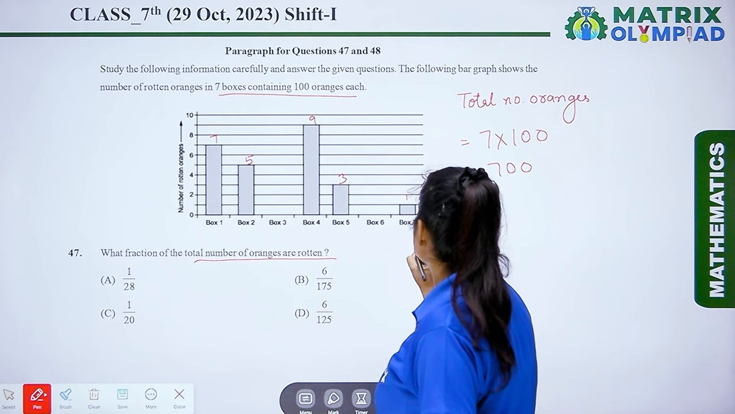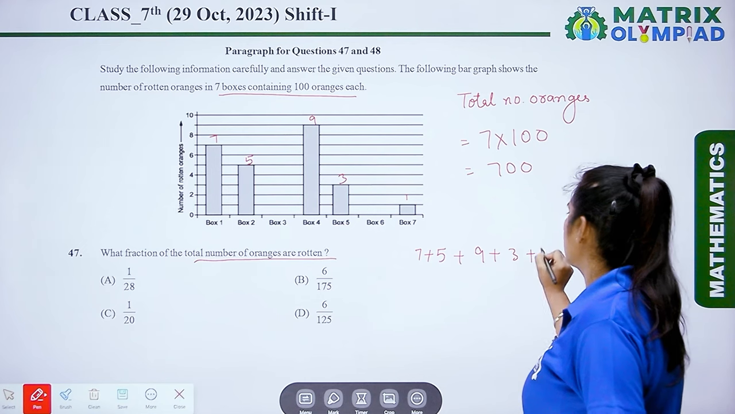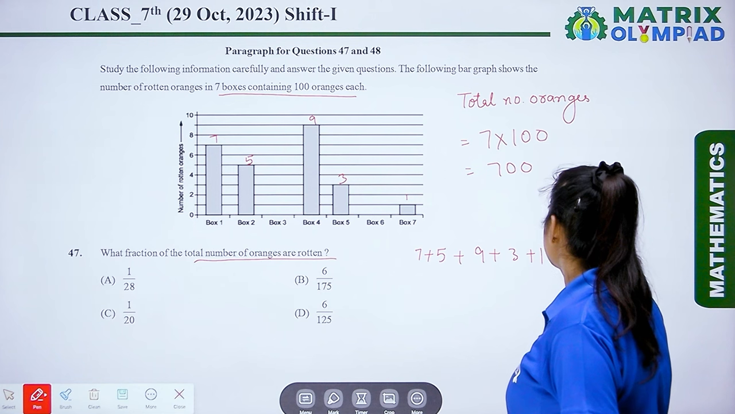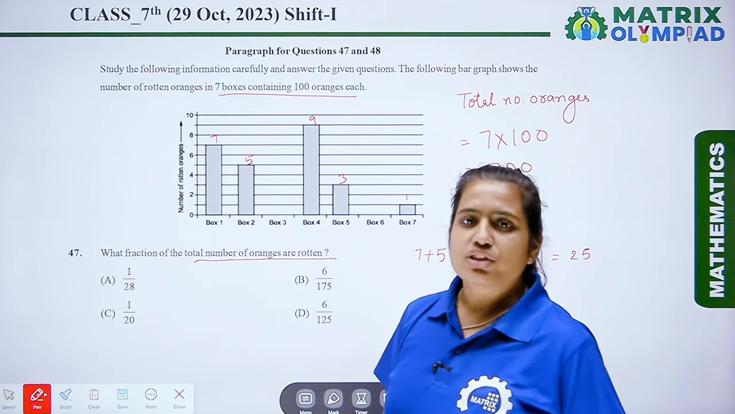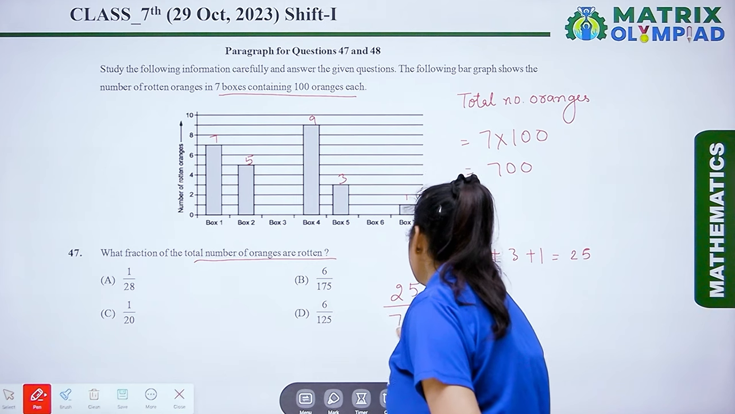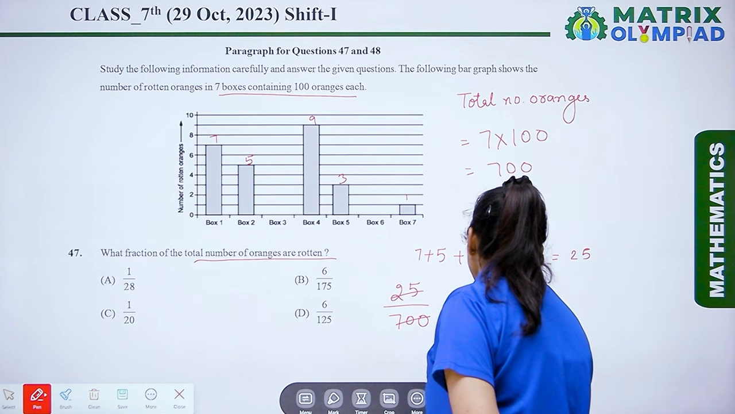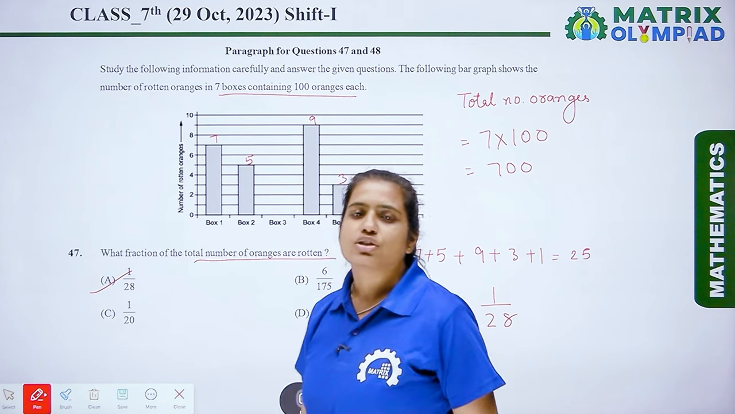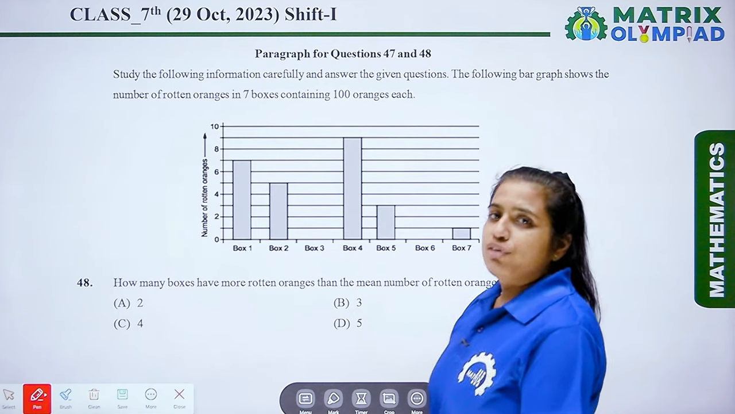Let's calculate. 7 plus 5 plus 9 plus 3 plus 1. That is equal to 25. So there are 25 oranges which are rotten. So let's write down the fraction. 25 upon 700. So here after reducing it we get 1 upon 28. So the correct option is option A. So here 1 upon 28 is the correct answer. Now let's find out question number 48.